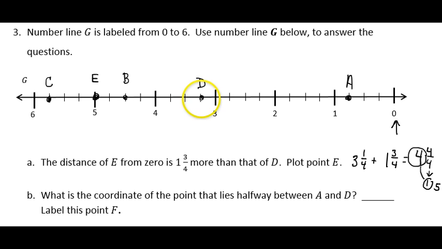The halfway point would be 5/4. So if I start at A and count over 5/4, that would give me the halfway point. There's 5/4 between F and A, and 5/4 between F and D. So F is the halfway point, and its coordinate is 2.